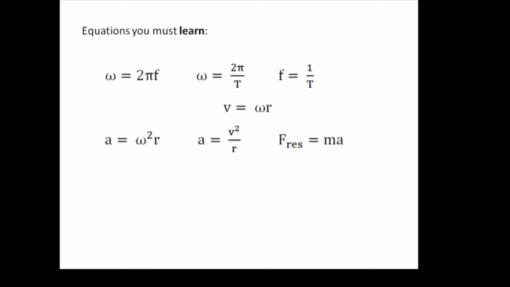Omega equals 2 pi f, omega is 2 pi over T, f is 1 over T, v is omega r, a is omega squared r, a is v squared over r, F res equals ma. Learn them. Flashcards, memory maps, whatever, learn them.